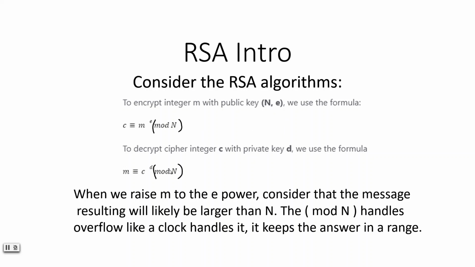So then when you go to decrypt it, there's a private key d, and you take the encrypted message c to the d power, your private key, and then you know the public key because you're the person that made the public key too. And so you can mod n and get the message back. And what did I say down here? When we raise m to the e power, consider that the resulting message will likely be larger than n. So keep in mind how this keeps all the messages short. It keeps the information from just blowing up on you as you exponentiate it.